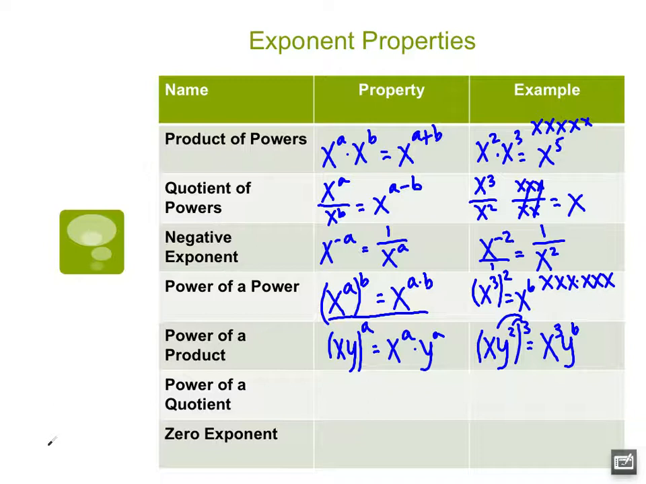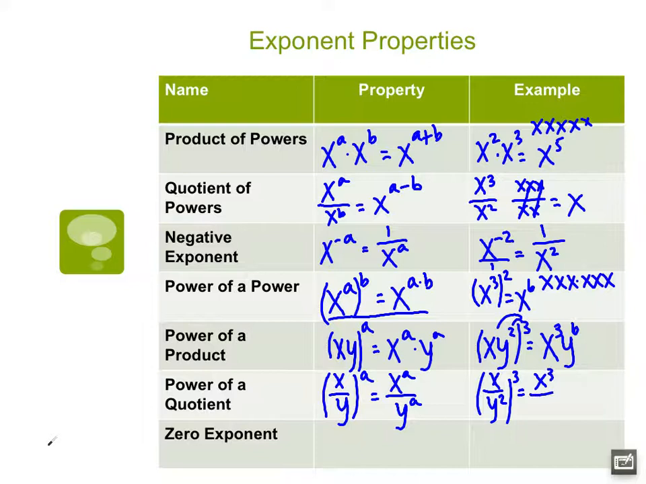Two more. Power of a quotient. Remember that quotient means divide. This one's really similar. So if we have x over y to the a power, just distribute that a. X to the a over y to the a. So if we have x over y squared, to the third power, this becomes x to the third power over y to the 6th power. It's like this x has an exponent of 1 if we don't write anything. Last one, 0 exponent. Anything to the 0 power is always 1. So 5 to the 0 power, always 1.